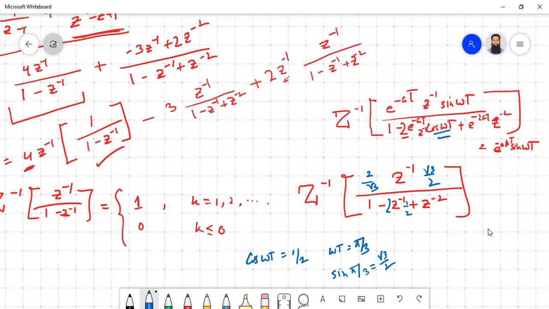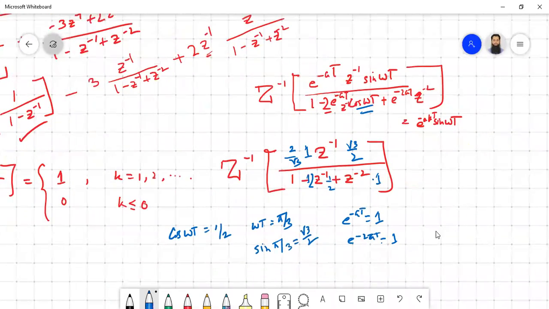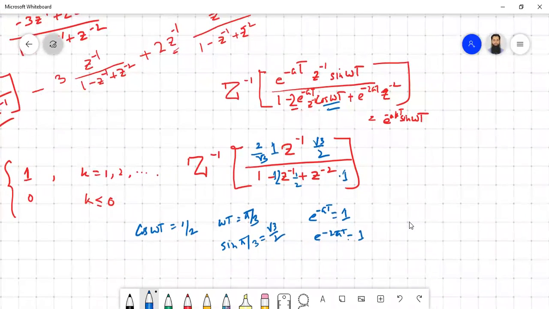So e to the power at, we can just assume to be 1. So we're just assuming that e to the power minus at equals 1. Similarly, e to the power minus twice at will also be 1. So we can easily say that we have 1 here, we also have 1 here, and we also have 1 in the top. So e to the power minus at to the power k, since we have used that e to the power at is equal to 1, we can say that 1 to the k is our solution.